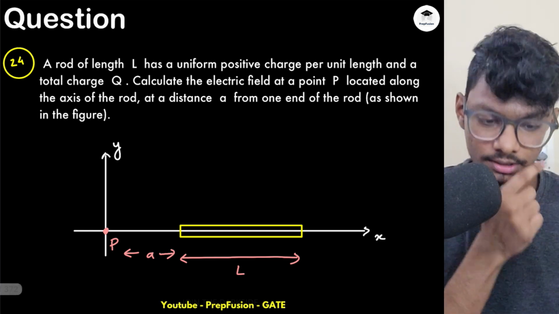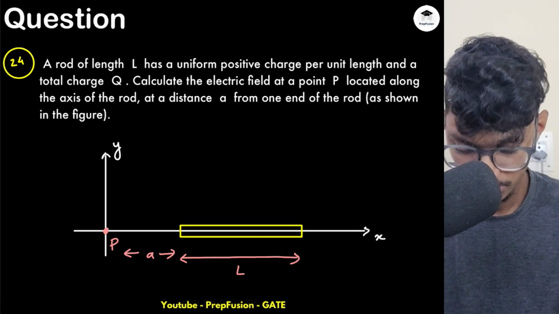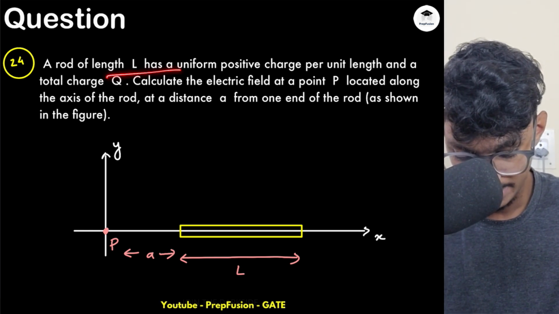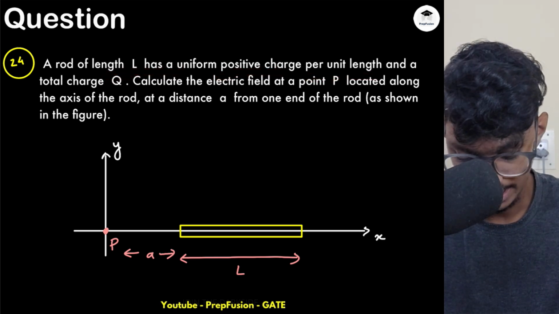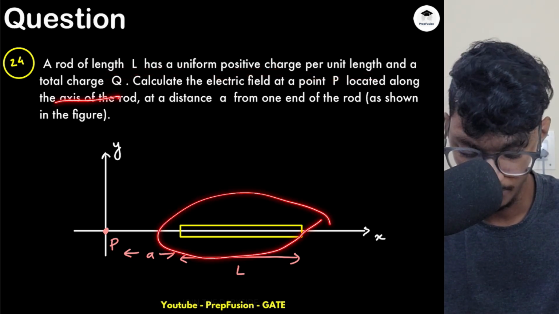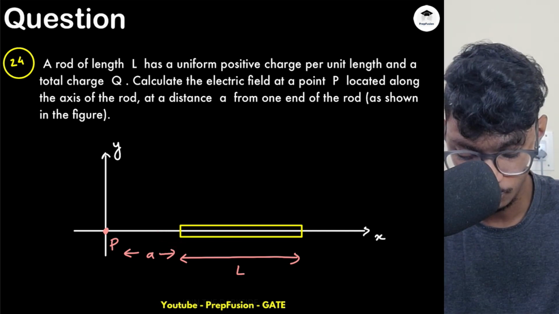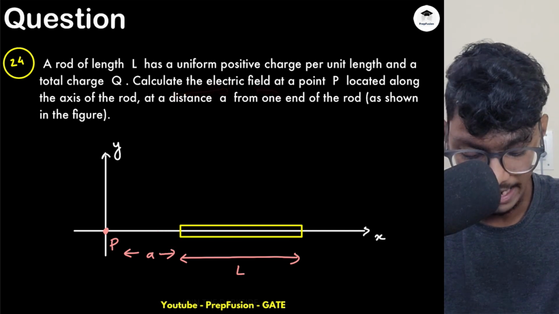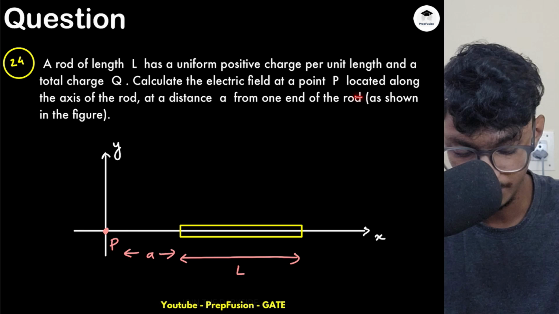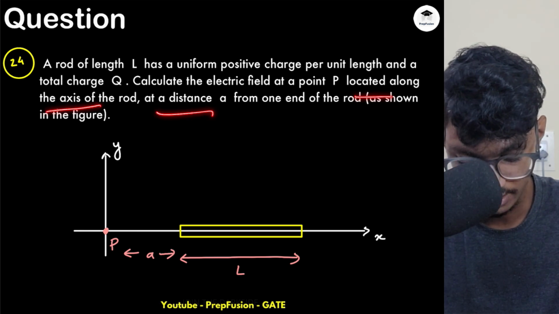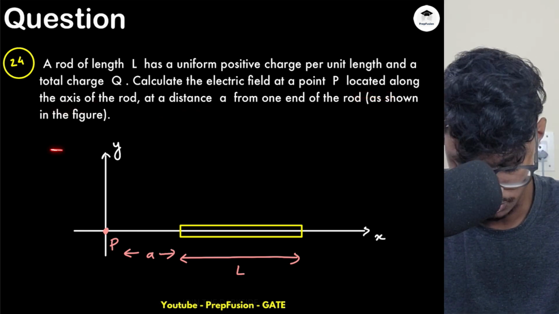Now let's do one very simple question. A rod of length L has a uniform positive charge per unit length and a total charge of Q. Calculate the electric field at point P located along the axis of the rod at a distance A from one end of the rod, as shown below.